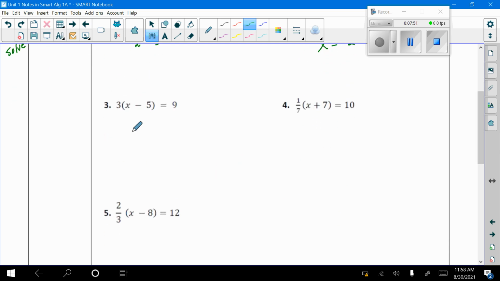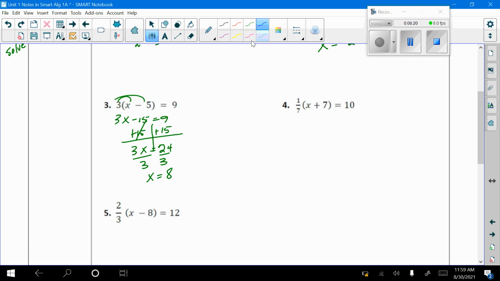Number 3, I can do one of two things. One way of doing this problem is distributing, and I would end up with 3x minus 15 equals 9. And then I can add 15 to both sides. And so I get 3x is equal to, well, 15 plus 9 is 24. And then divide by 3, x is equal to 8.